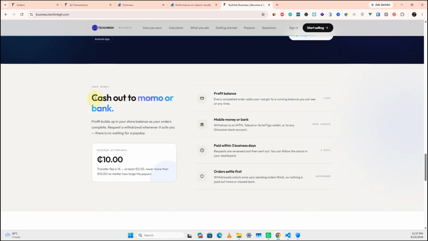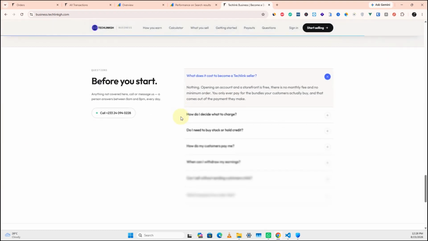And then you get to cash out to your Momo. When you withdraw, you just enter your mobile money or your bank account, and you will withdraw to that account. The moment you've reached the minimum withdrawal, you can withdraw and the money will be sent to the account that you have specified. So that is it.